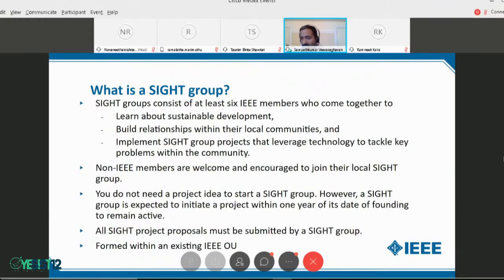Typically, the SIGHT groups can be part of a university, local sections, or even a silo by itself, with a region or even with a society. All you need to do is have six people to start a SIGHT group. You don't need to have a project identified at that point. You have about a year to figure out the landscape, the local community, and then figure out a project. We look at three components: do you have a passion, do you have the right team, and which specific area you're looking into. These are the three critical factors we look into while we approve the operating unit, which is the SIGHT affinity group at grassroots level.